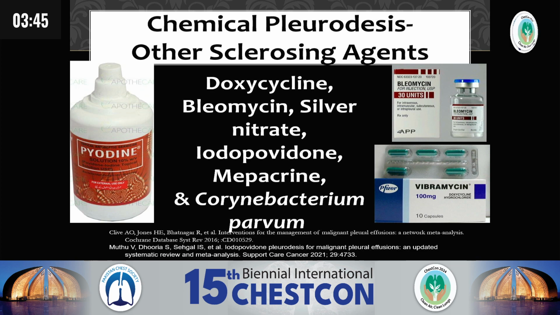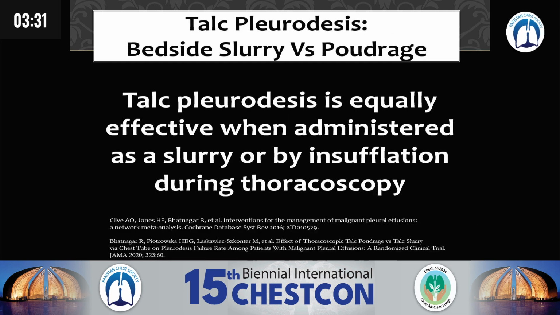There are cheaper options too. Talc is costly. Chinese talc is available a little cheaper, but doxycycline, bleomycin, and even povidone iodine are the cheaper options in those centers where the patients cannot afford to buy the talc. And another important thing is that it's not necessary that we should be doing a thoracoscopic talc poudrage, because talc is equally effective whether it is insufflated during the thoracoscopy or instilled as a slurry.